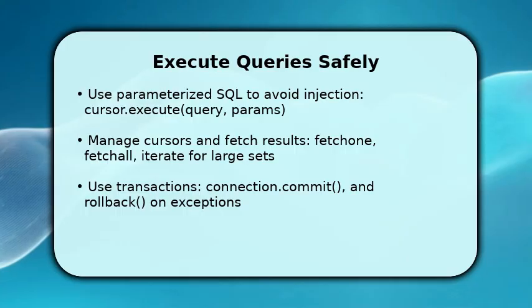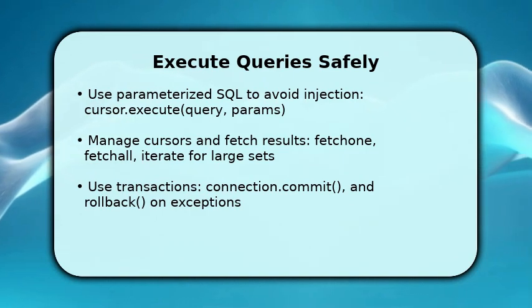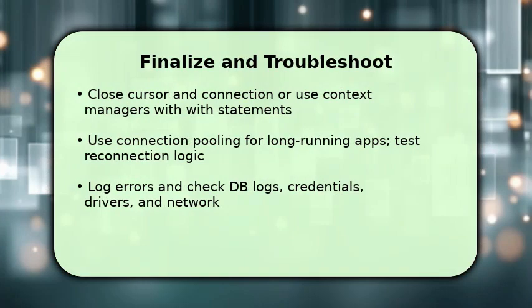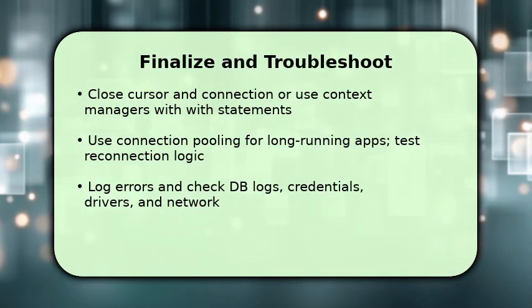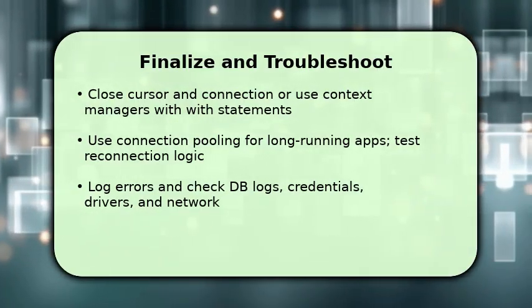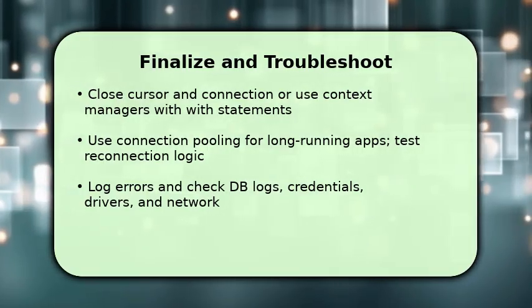Once comfortable, consider using connection pooling or an ORM like SQLAlchemy for cleaner session and transaction management. Finish by ensuring resources are released. Close cursors and connections, or better, use context managers so Python handles cleanup automatically. For web or long-running services, add a connection pool and reconnection logic so transient network issues don't break your app.